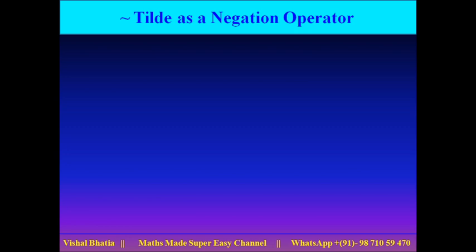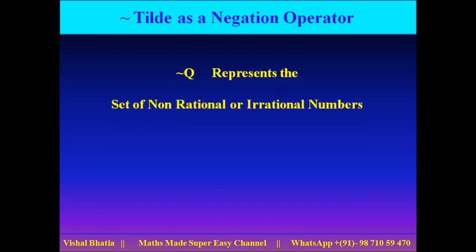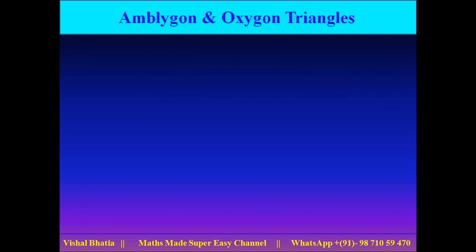Actually, tilde is a negation operator. So tilde Q represents the set of non-rational or irrational numbers. The letter Q, capital Q, represents the set of rational numbers. And I will explain shortly why we represent the set of rational numbers by the letter Q and not by the letter R. The letter R stands for real numbers.